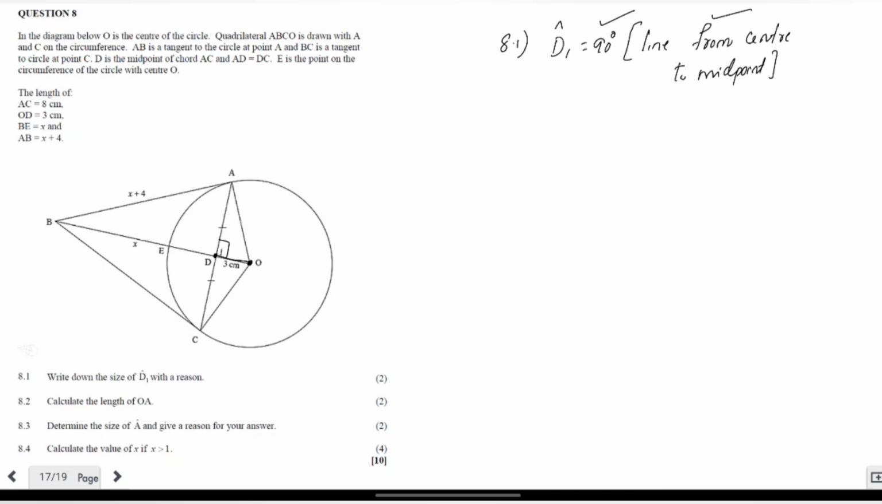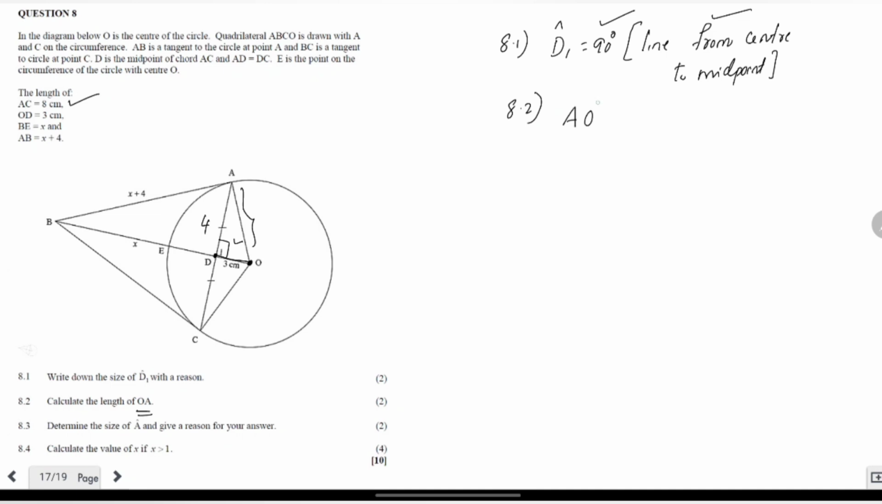Okay, that's the reverse one. Then 8.2. 8.2 is what? The length of OA. This line's length you have to calculate. Since this is 90 degrees, it means this is a right angle triangle, isn't it? And AC is given, what is that? 8 centimeters, which means this is 4.